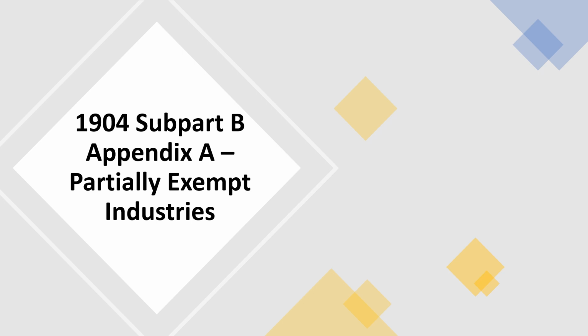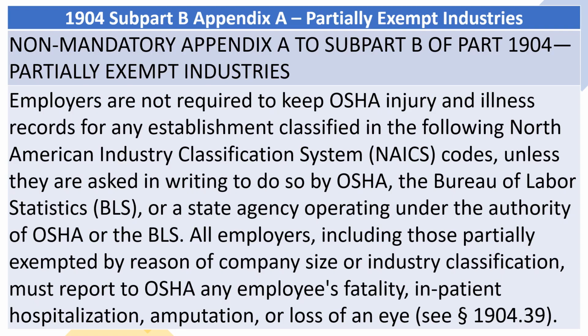1904 Subpart B, Appendix A, Partially Exempt Industries. Non-mandatory Appendix A to Subpart B of Part 1904, Partially Exempt Industries. Employers are not required to keep OSHA injury and illness records for any establishment classified in the following North American Industry Classification System, NAICS, codes, unless they are asked in writing to do so by OSHA, the Bureau of Labor Statistics, BLS, or a state agency operating under the authority of OSHA or the BLS.